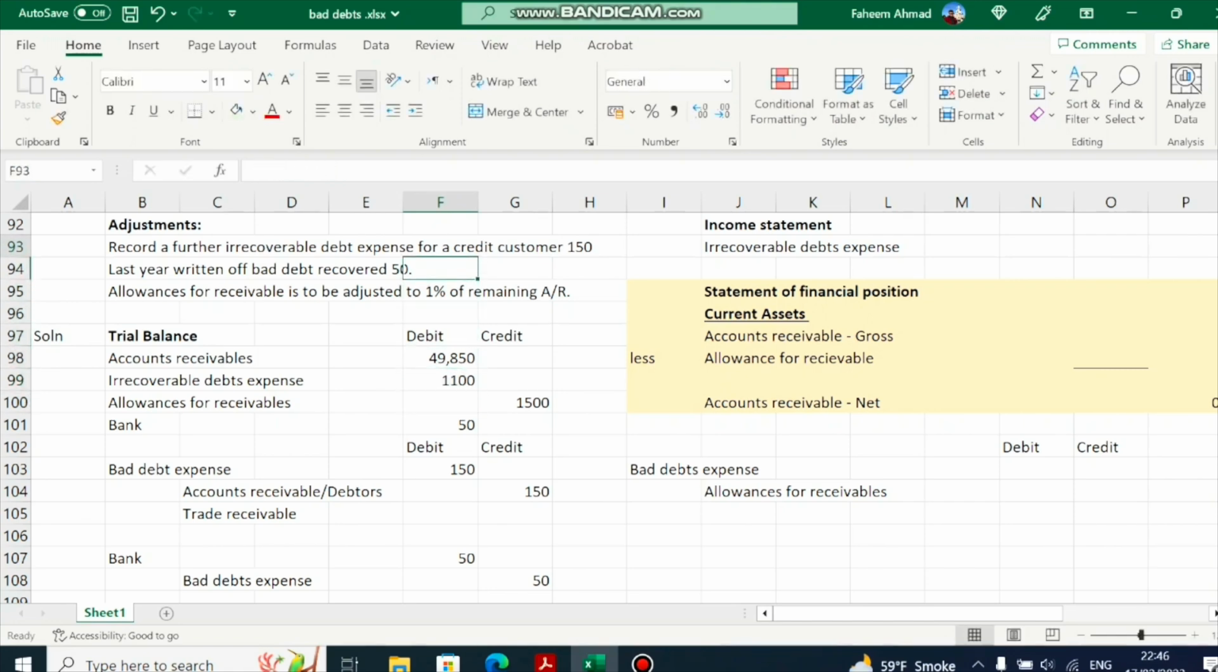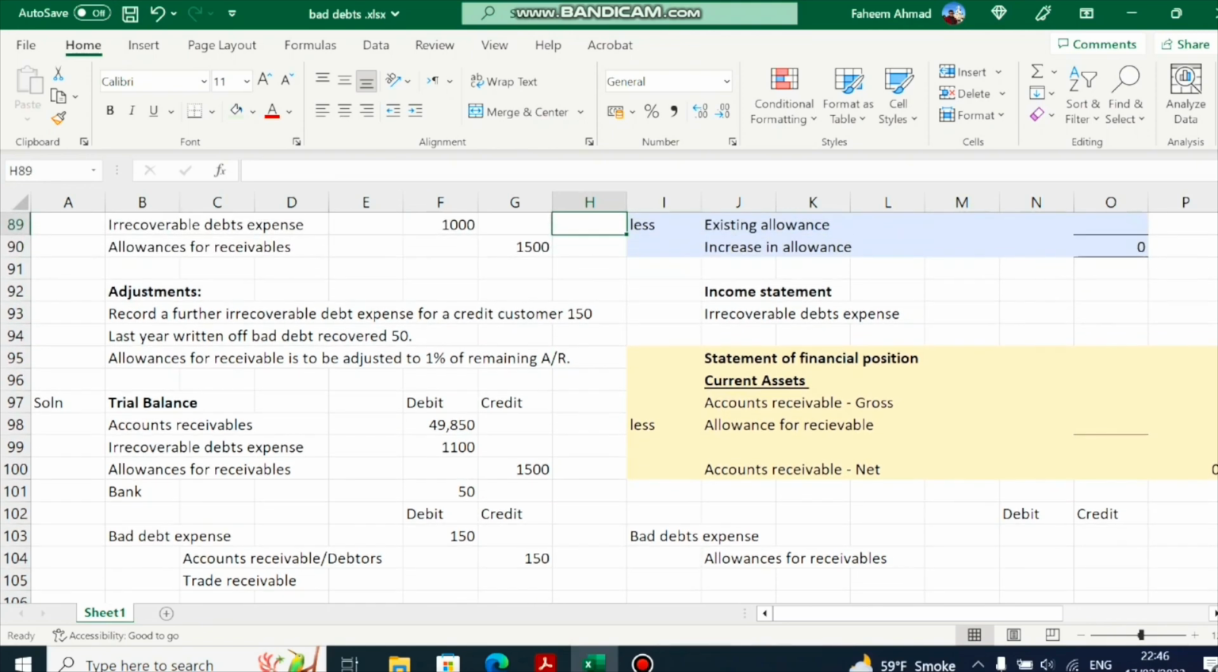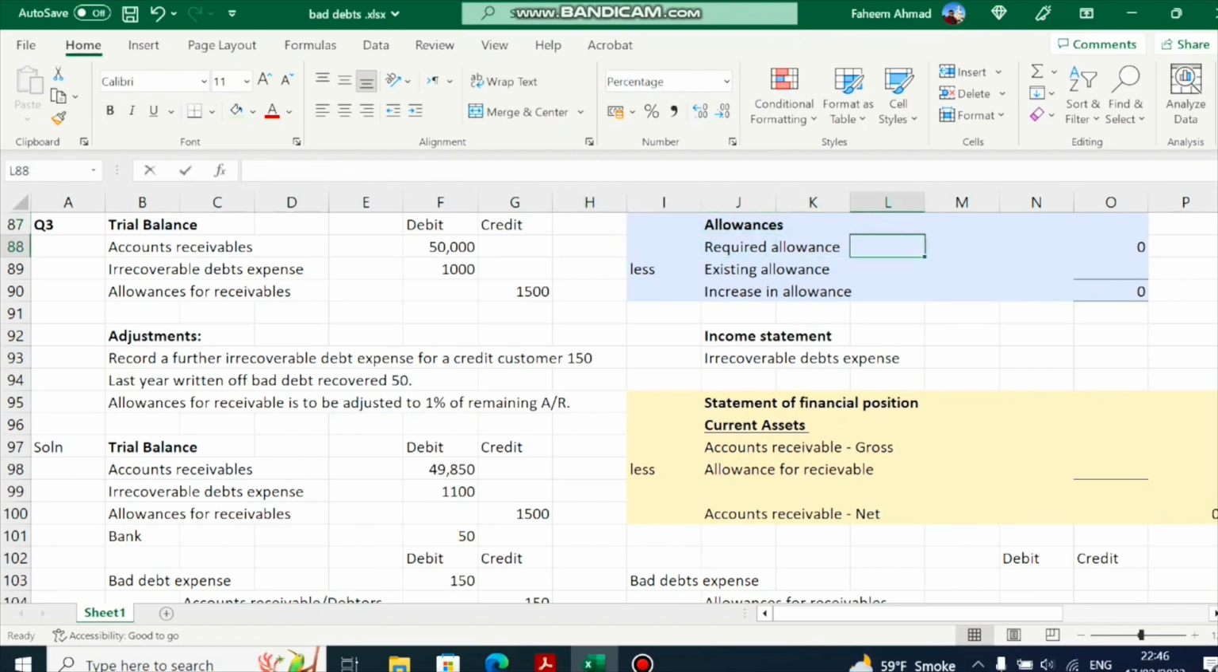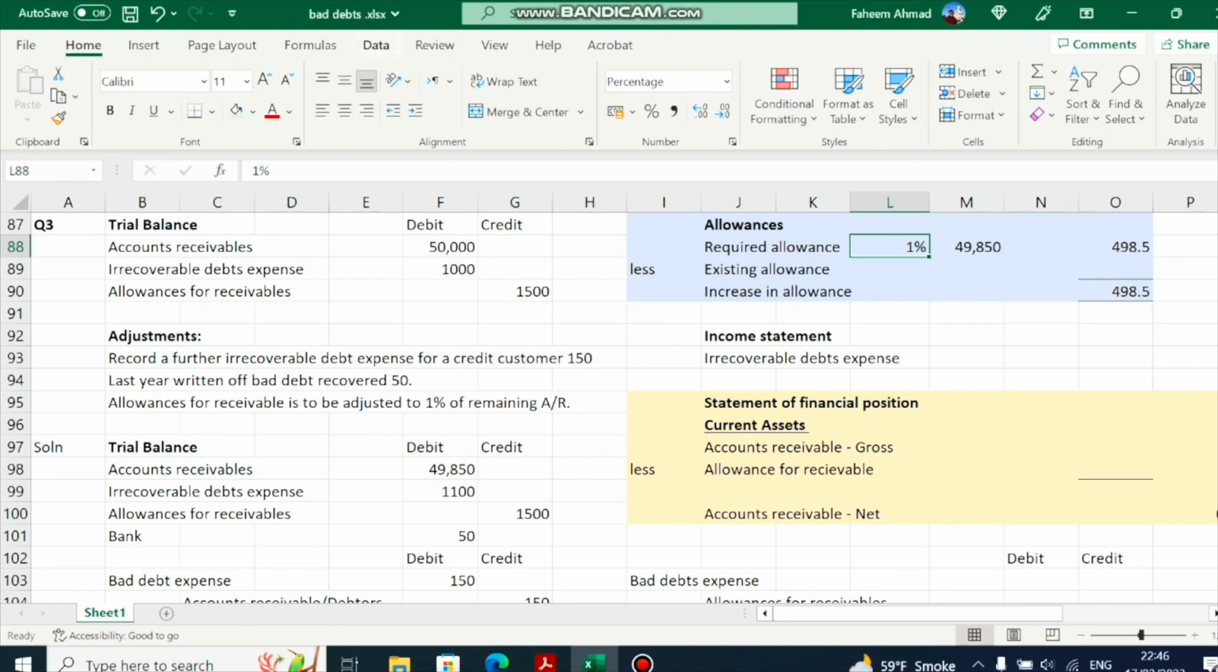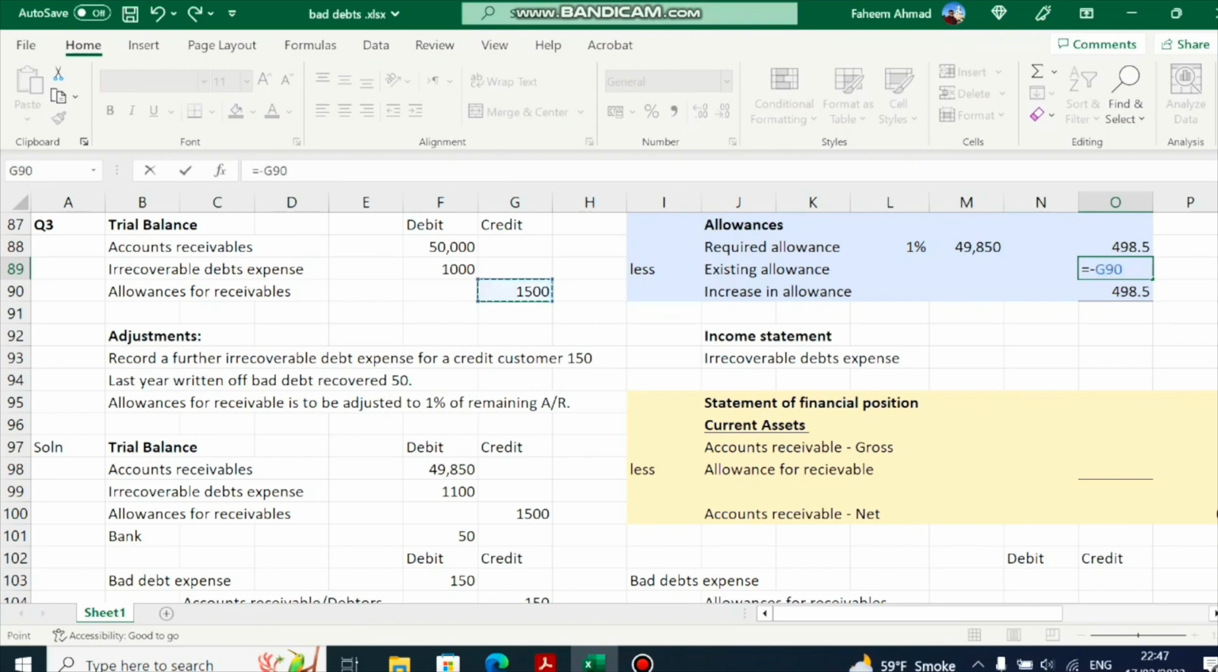Now the third adjustment, we have to adjust allowances for receivable for 1% of remaining account receivable balance. So remaining account receivable balance is this. Right. Remaining account receivable balance is 49850 and I have to take 1% of that according to information given in adjustment. So my required allowance is 1% of 49850. How much is my existing allowance? My existing allowance is 1500.